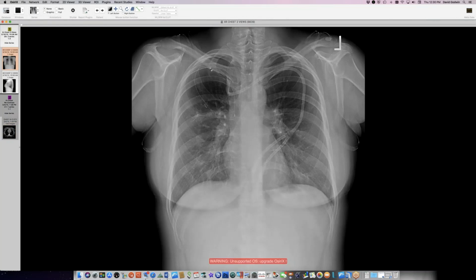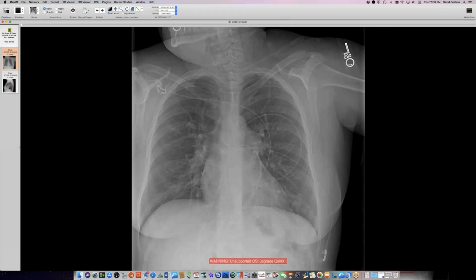And then here's a right subclavian port catheter that's following a conventional course into the superior vena cava. Okay. Very nice.